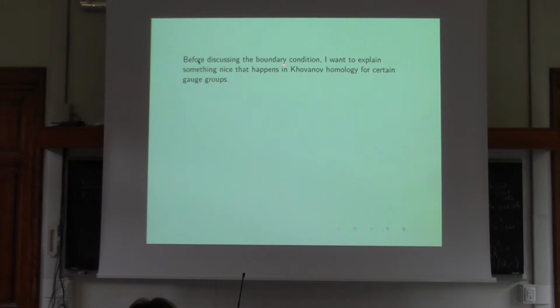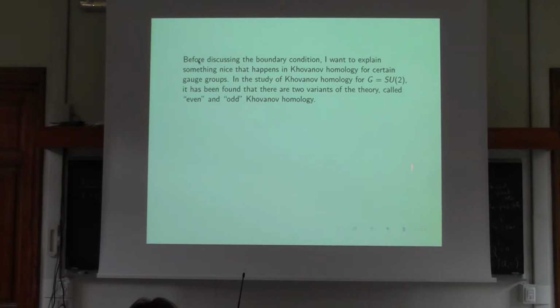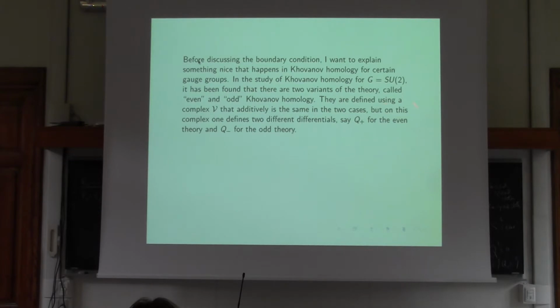Now, before discussing the boundary condition, I want to explain something nice that happens in Khovanov homology for certain gauge groups. So in the study of Khovanov homology for SU2, it's been found that there are 2 variants of the theory that people call even and odd Khovanov homology. They're defined using a complex V that additively is the same in the 2 cases. In this complex, one defines 2 different differentials, say Q plus for the even theory and Q minus for the odd theory. So they have different homologies, but either homology can be used to calculate the Jones polynomial.